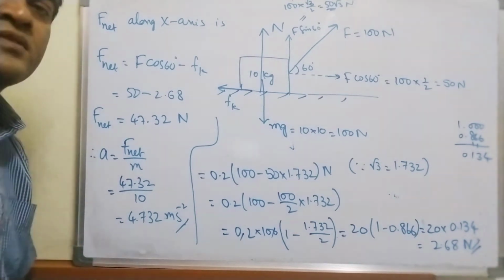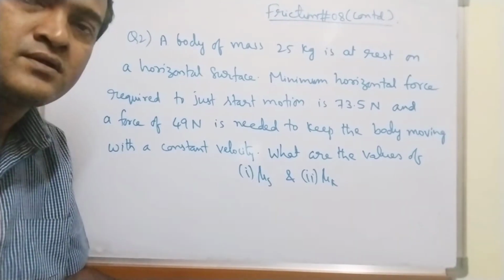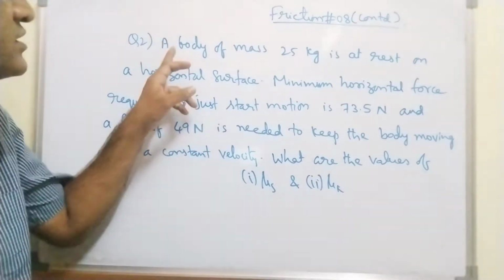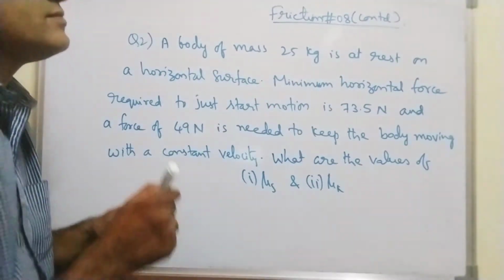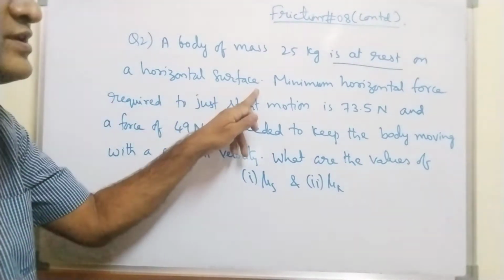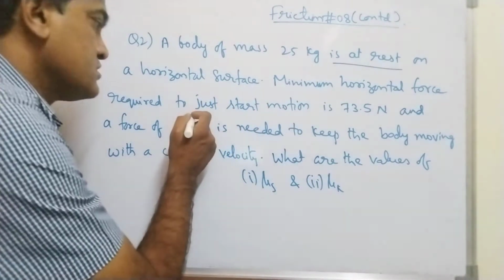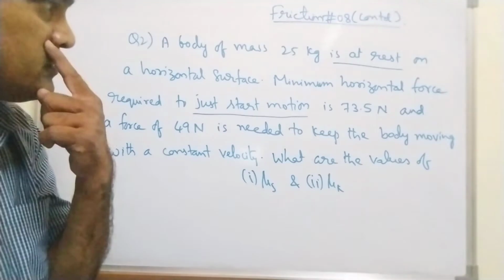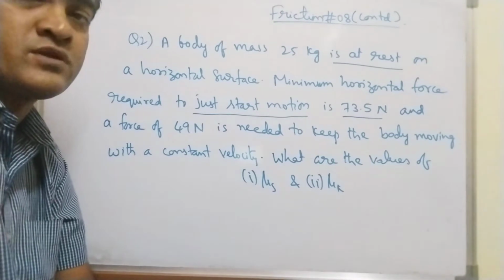Let me write another question. Let me read the question. A body of mass 25 kg is at rest on a horizontal surface. Minimum horizontal force required to just start motion. This is very important. The body is not in motion yet. So what is the minimum force that you need to apply? Minimum force is given as 73.5 Newton.